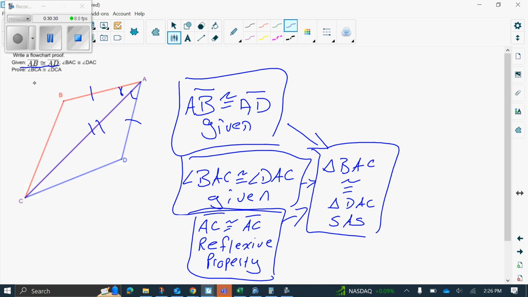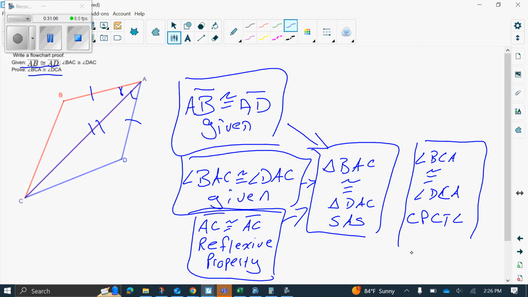Well, now that we've shown the triangles are congruent, we can finally say that those angles are congruent. And so angle BCA is congruent to angle DCA, and that's by CPCTC. Corresponding parts of congruent triangles are congruent, which is a mouthful, which is why we just use the first letter of each word. And that's the entire proof.